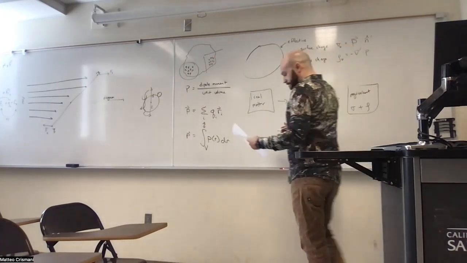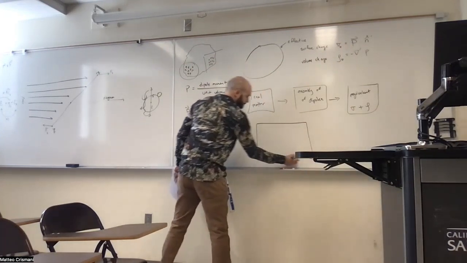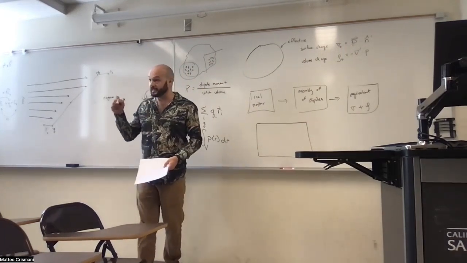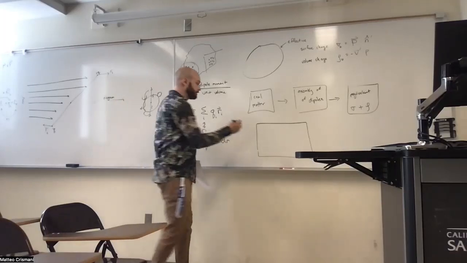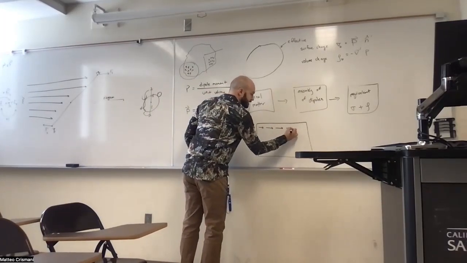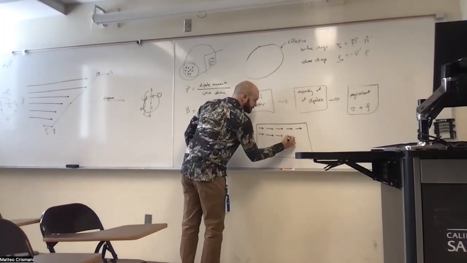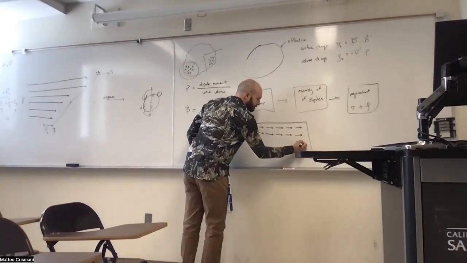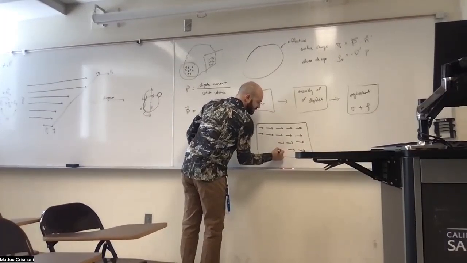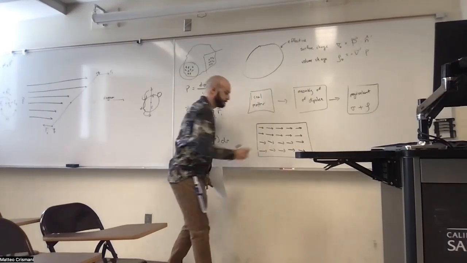Let's look at a picture here. Let's imagine that you have uniform polarization inside of this box. I'm going to draw lines. These are not electric field lines. These are the polarization vectors inside of the material.